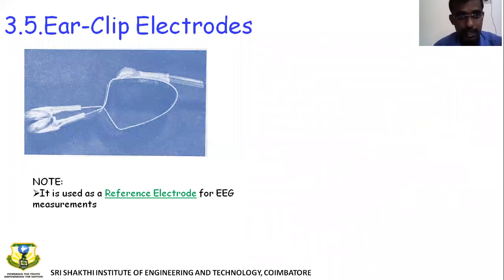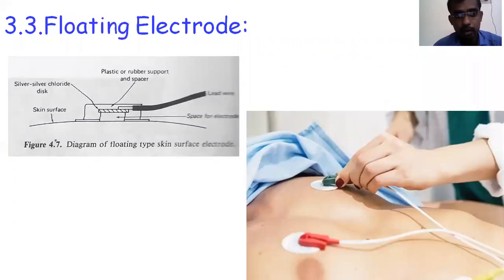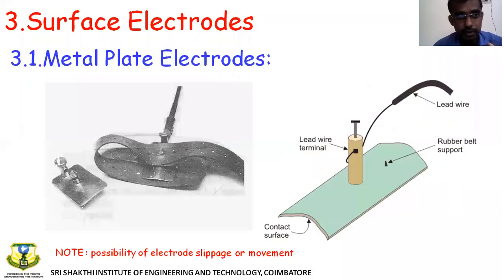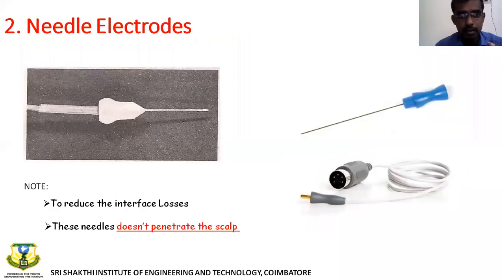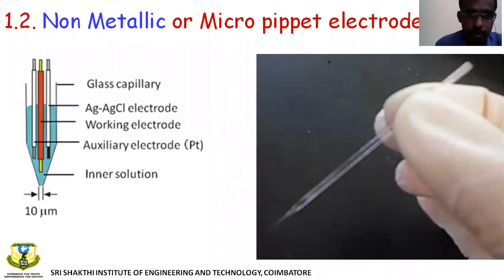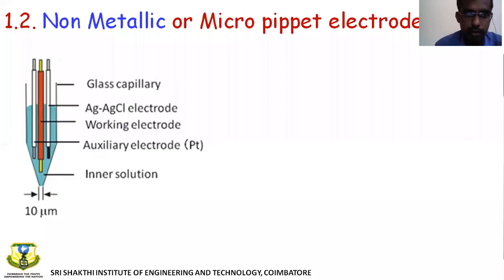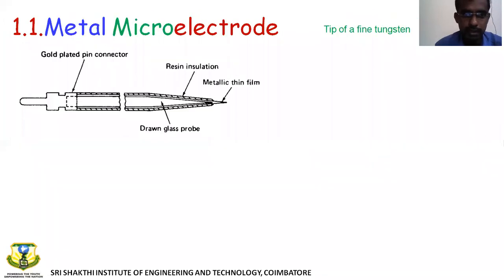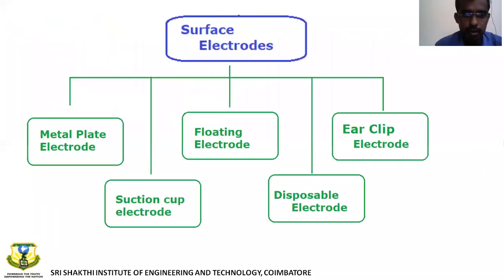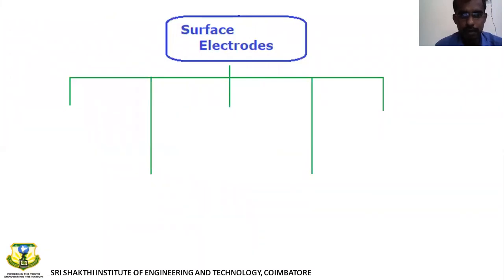So we have seen 5 types of surface electrodes, one type of needle electrode, and 2 types of metallic micro electrodes. To go through it in a faster run, this is all we have seen.